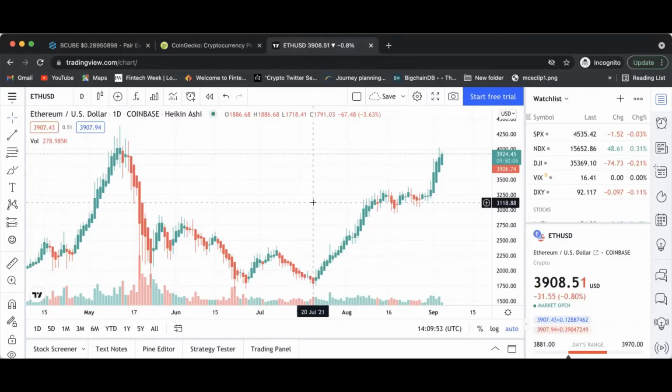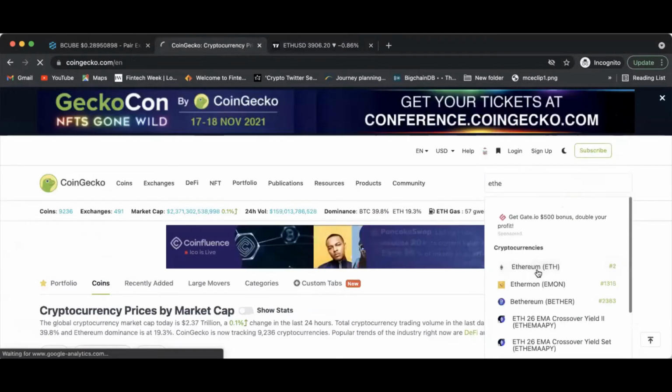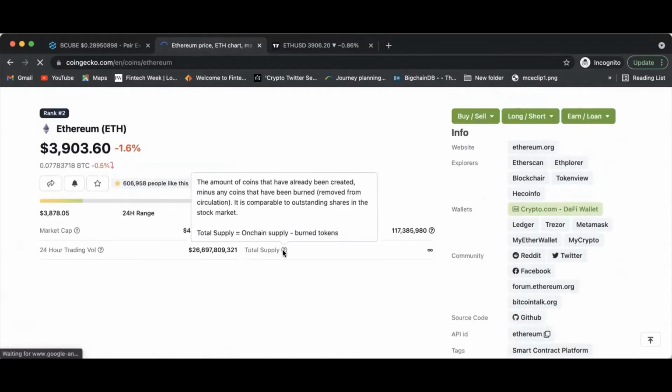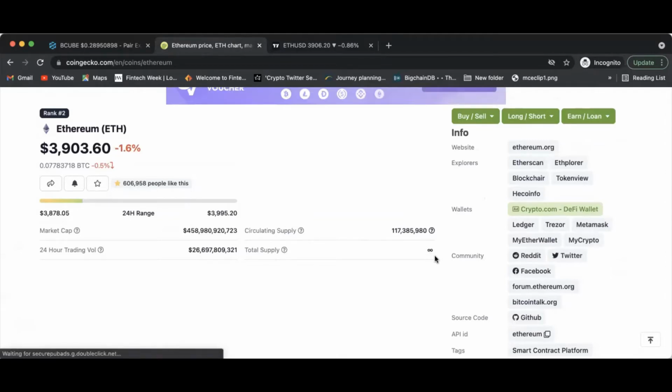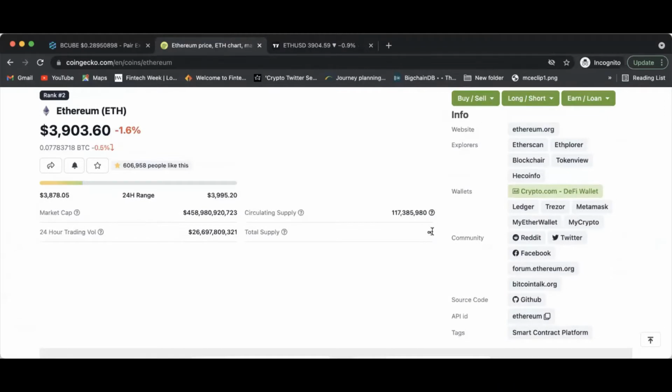I mean, they don't have a total cap, and I don't know how many people have really gone to CoinGecko and seen Ethereum, because normally we don't do that. So you see here, total supply, look at this one. What does this mean? This means infinity, right? Which means there is no real total supply. Absolutely not. So when there is no total supply, it means they can have an infinite number of Ethereum in the future, an infinite amount of Ethereum.